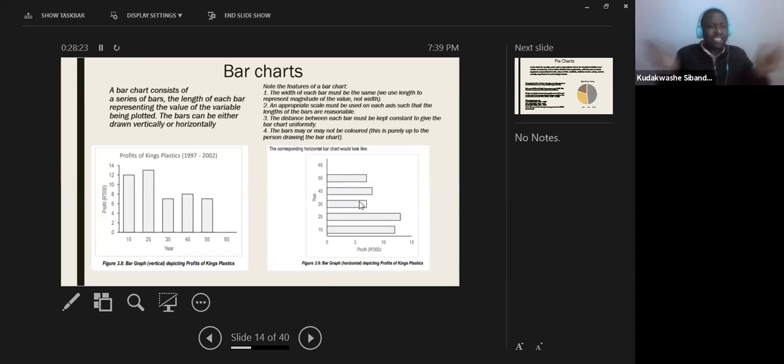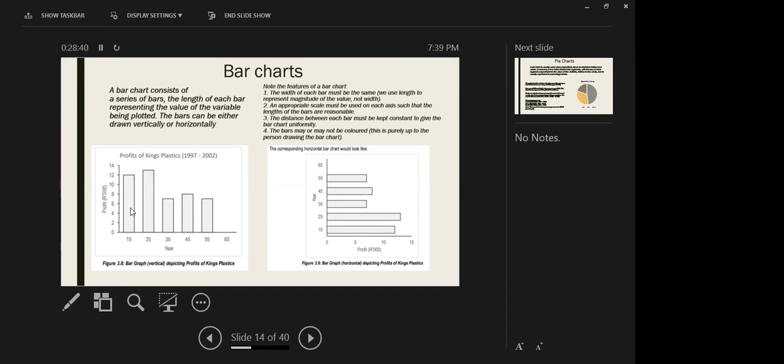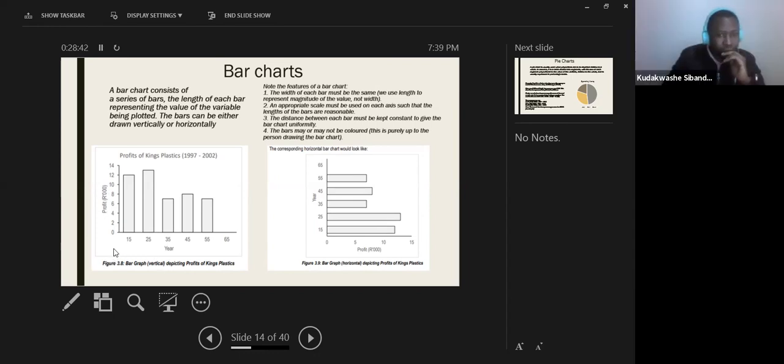So a bar chart basically consists of a series of bars, and the length of each bar represents the value of the variable being plotted. Like in this case, this is the profit, and then this is the year. So the length of the bar represents the value of that particular variable.